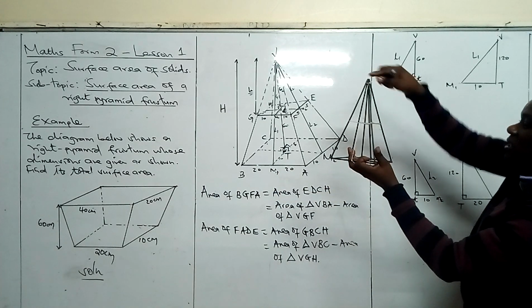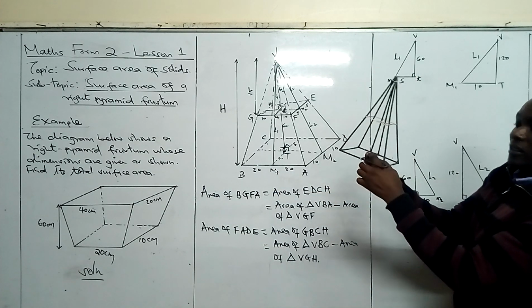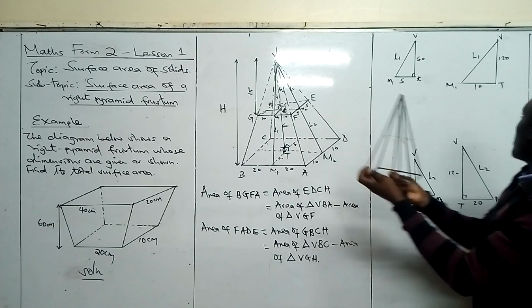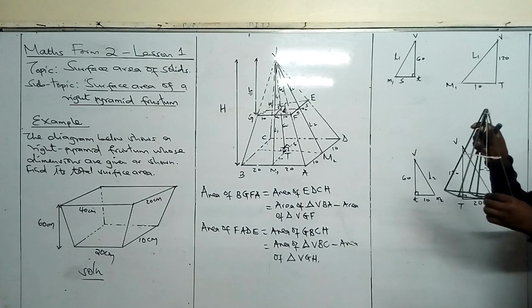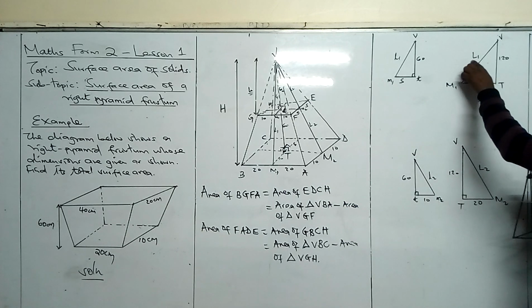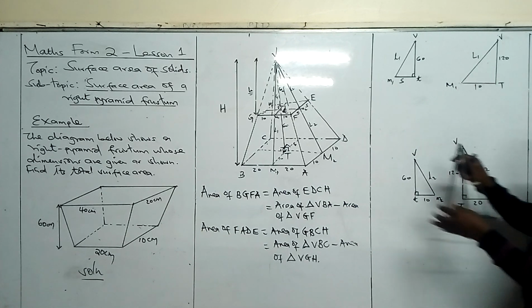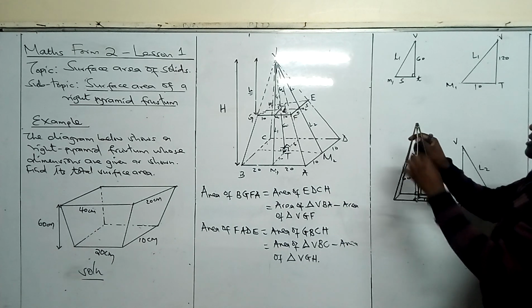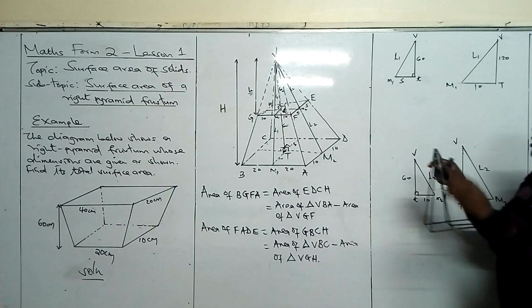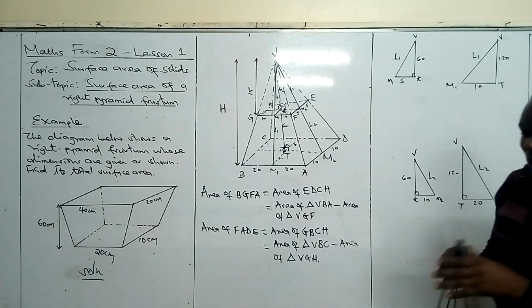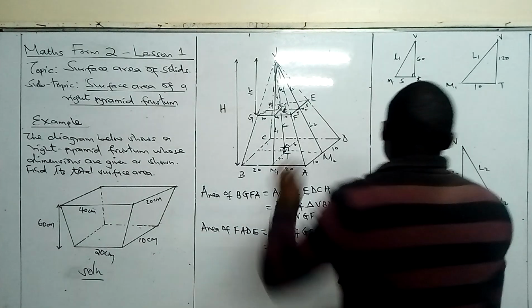I've extracted V, T capital and M1 here, so that we can get this whole slant length, which is represented by capital L1. Then to get this smaller one, I've taken it to be represented by small L1. So we will apply Pythagoras theorem. Now let's find L1.